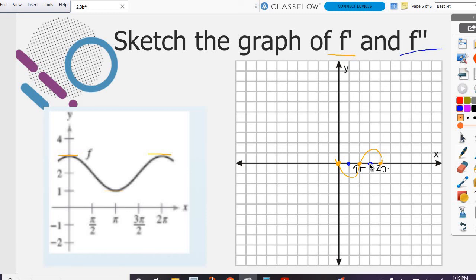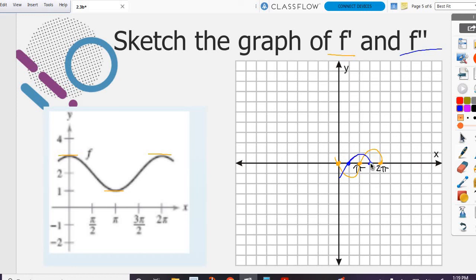Because that would be my tangent line. Now from 0 to pi over 2, what type of slope do we have? Negative. And then between this we have positive, so we would be going like that. Do I continue going up? No. When do I need to come back down? There.